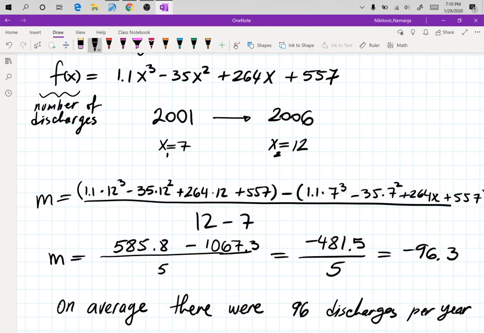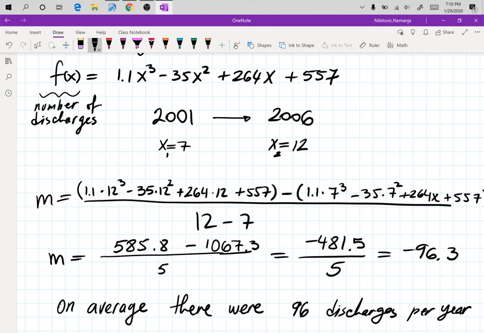Are we all getting 96 after all these calculations? Yes? I got -96. Yes, because they are decreasing. So I said for the answer that it's just 96 less people a year. On average, yes, and it's decreasing. The negative means it's decreasing, and on average, 96 per year.